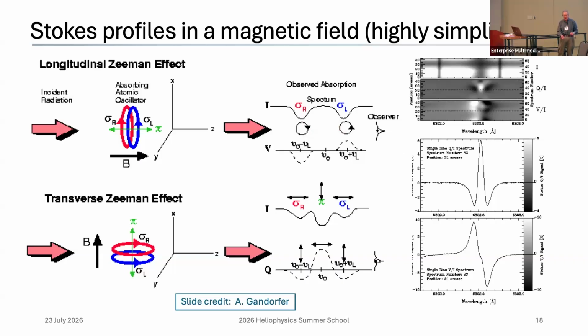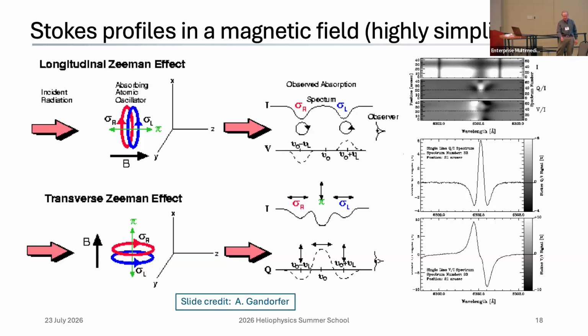You see two lines. If you look perpendicular to the magnetic field, you see two linearly polarized components, and then another linearly polarized component at the rest wavelength. If you look at an intermediate angle, you see a combination of those things.